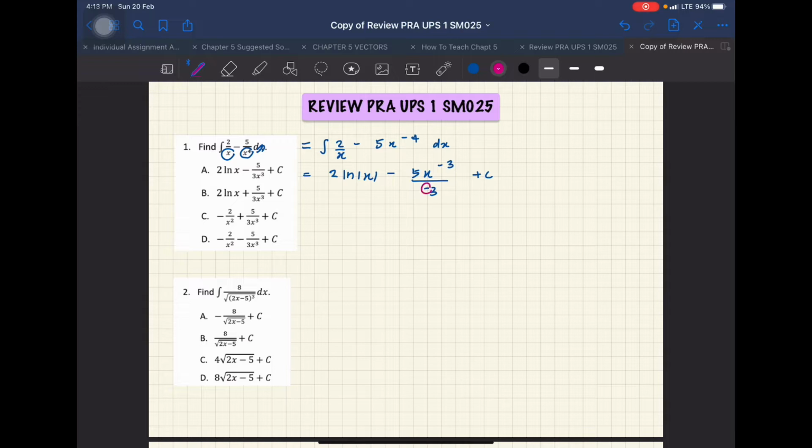This one ada negative, this one ada negative, so they cancel out, dia akan jadi positif. So mana jawapan yang paling sesuai? This one dia akan jadi x kuasa 3. So you have 2 ln x plus 5 over 3x cube. Your answer is B. Okay, satu nombor 1. Alright, so next question, number 2.